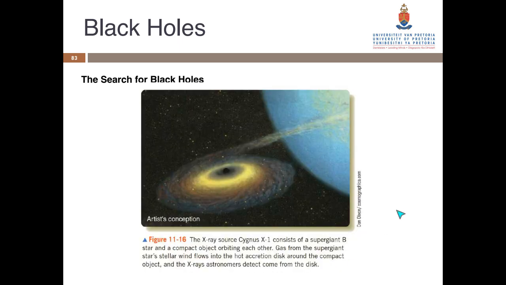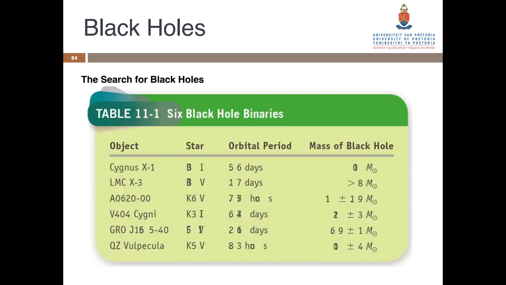So this is just an artist's representation of how this system, Cygnus X-1, looks. So here we can see the black hole, the object, what type of star it is, the orbital period, and the mass of the black hole in this binary system.